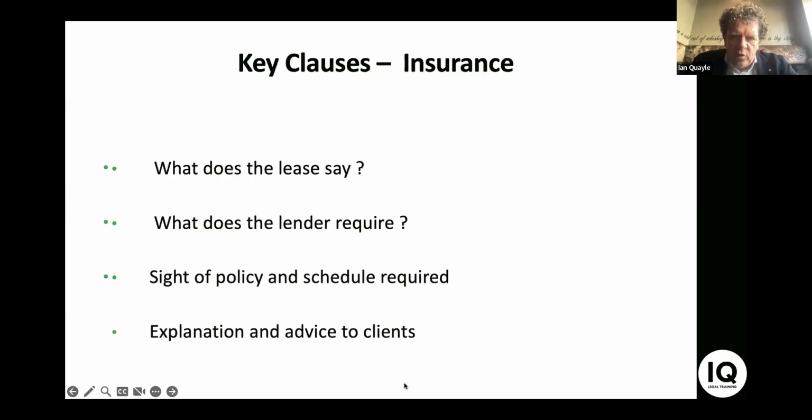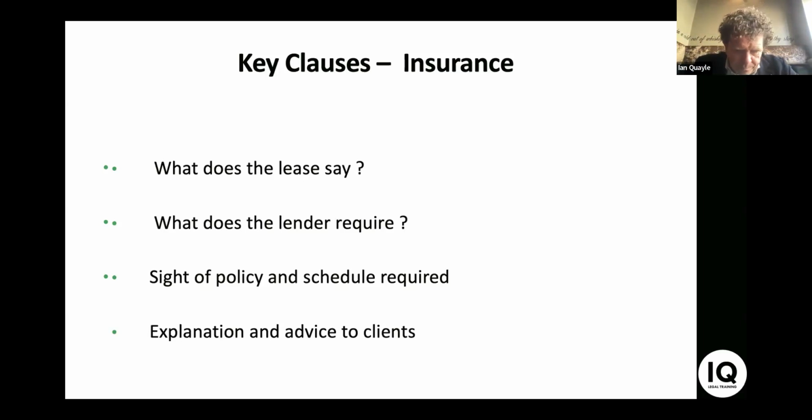The next thing is we have to look at insurance provisions in residential leases, and again ask ourselves, what does the lease say? The important point here is, firstly, that your task is to look at the insurance provisions within the lease, and then to check that there's a policy that covers the issues that are required to be insured. So there's a question of looking at the terminology of the lease with regard to insurance, and then looking at the policy and policy schedule to see whether or not whoever is obliged to insure has insured.